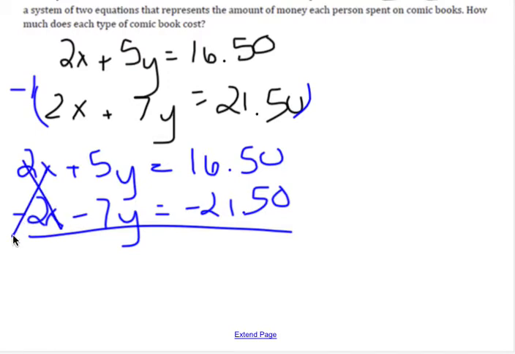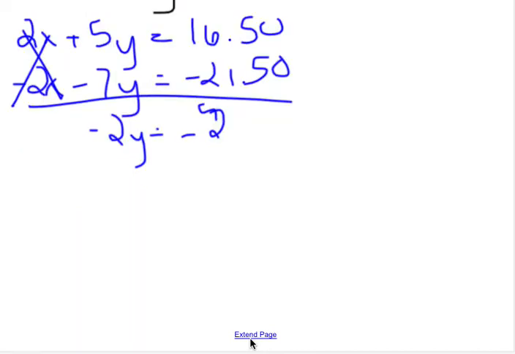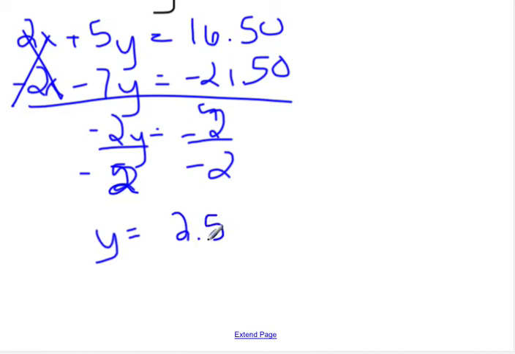2x minus 2x cancels out. 5y minus 7y is negative 2y. 1650 minus 2150 is negative 500. If I could write, that would be awesome. So now I'm going to go ahead and divide those out. I'm going to divide both sides by -2. So the -500 divided by -2 is going to give me 250.